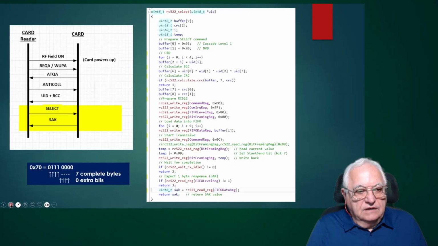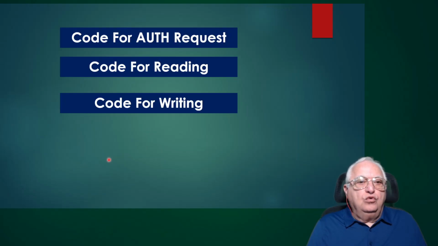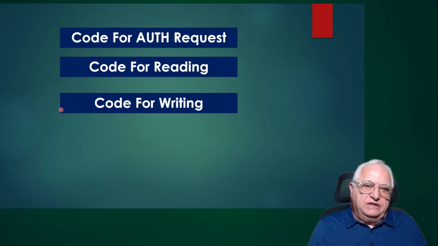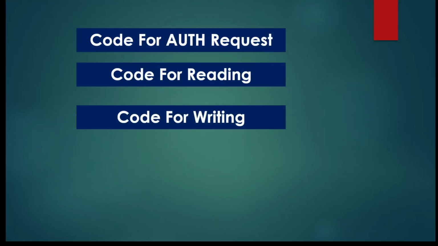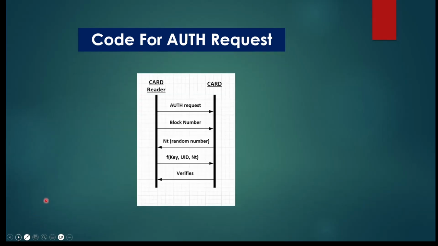Okay, so let's go ahead, and what we're going to look at next is the authorization request, then the code for reading and writing. So now we started here what's applicable to a particular block and authorization for a particular sector. So let's continue looking at the code. Okay, let's look at the code authorization.